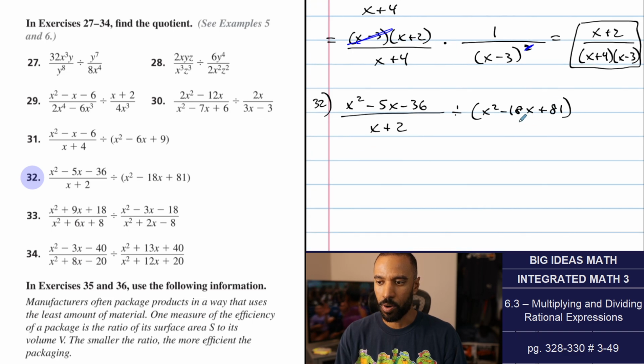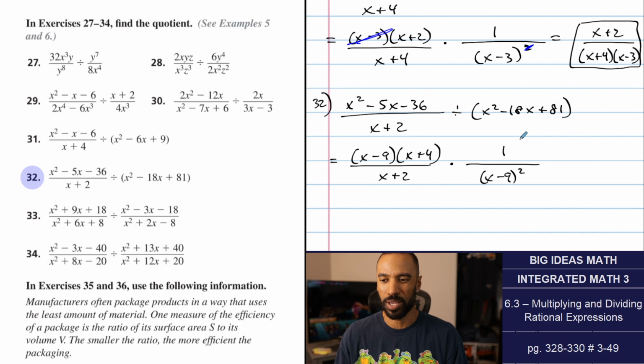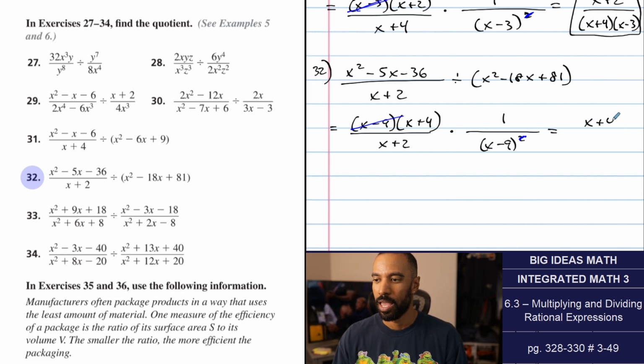Looks a lot like 31. This is a perfect square trinomial as well. So this factors into that. I got an x plus 2 here. This is times, and this is 1 over, this is x minus 9 quantity squared. So again, this is a lot like the previous question here. X minus 9s go away, one of the squared parts. They're really just, I do one, you do one, right? X plus 4 over x plus 2 times x minus 9.